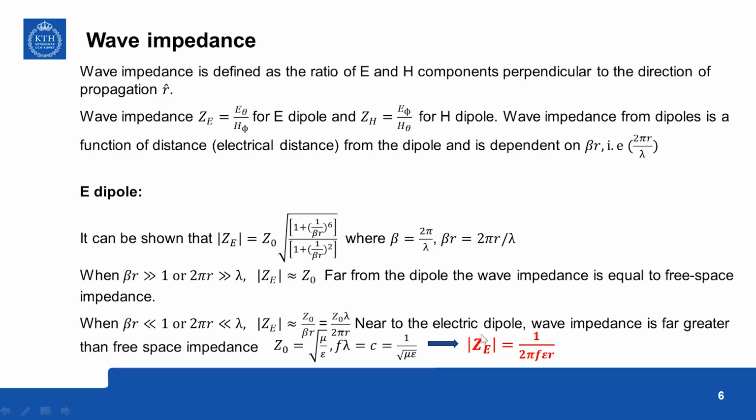Now the expression for wave impedance, simplifying, you get as 1 by 2 pi f epsilon r, where epsilon is the electric permittivity. So you can see that very close to the dipole, the wave impedance becomes quite big, and far from the dipole it reduces. But of course this expression is valid only very near to the dipole, beta r far less than 1. Beyond that it is not valid.